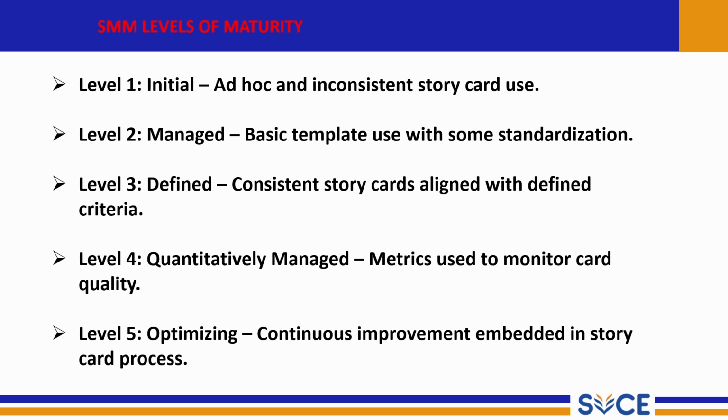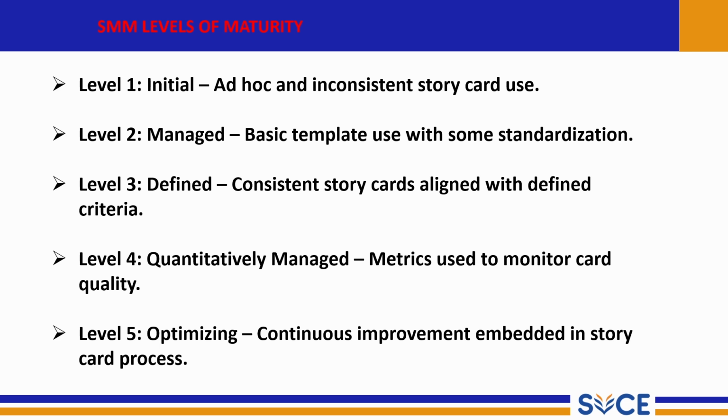Level 1 is initial: ad hoc and inconsistent use. So these cards are unstructured and vary widely. Level 2 is managed: a basic template used with some standardization. So teams start using common formats. Level 3 is defined: consistent story cards aligned with the defined criteria.